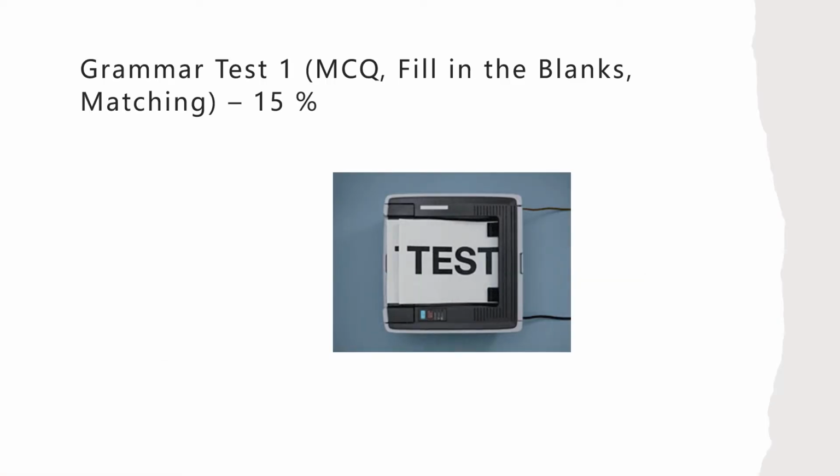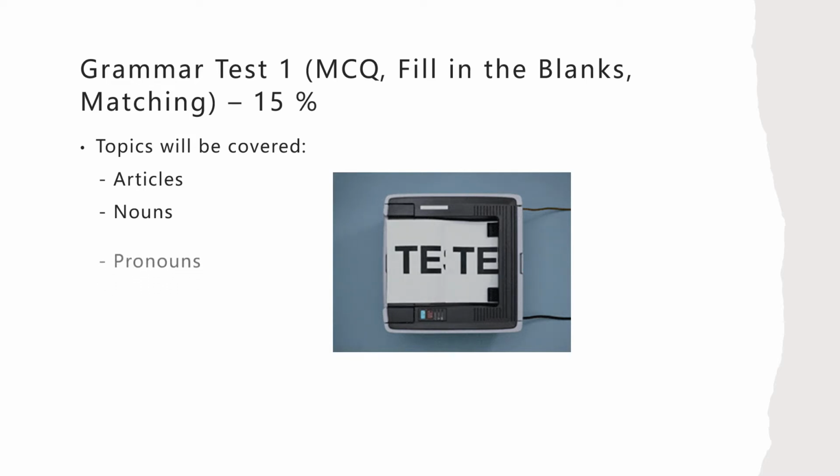The grammar test 1 is in the form of multiple choice questions or MCQ, fill in the blank, and matching, worth 15%. The topics covered for test 1 are, first, articles and determiners, second, nouns, third, pronouns, and lastly, verbs. Basically, we will finish around week 1 and week 2, and test 1 will be given in week 3, inshallah.